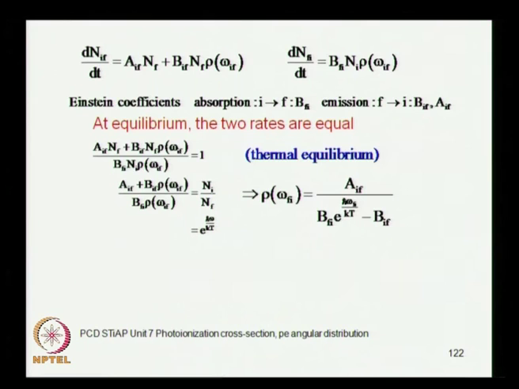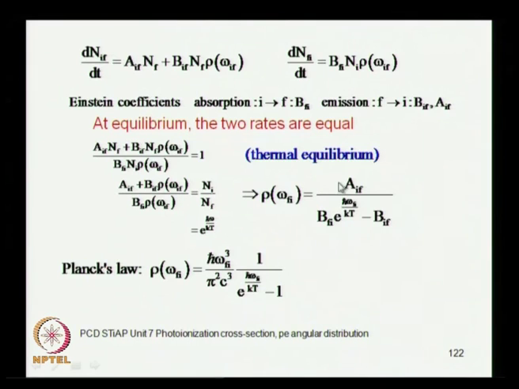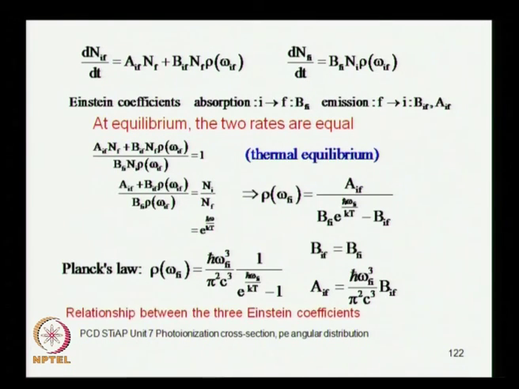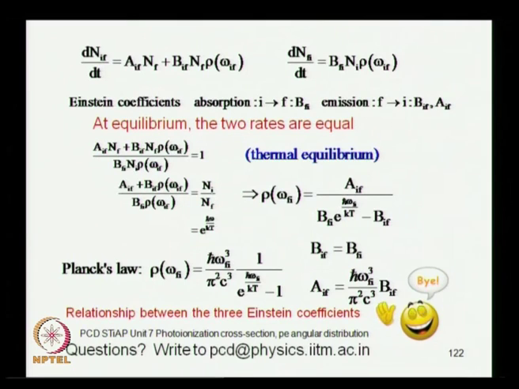What must this correspond to? It must correspond to Planck's law, and this is Planck's law. So, if you demand an equivalence between this expression and this expression, it is obvious that it will hold good if B_IF is equal to B_FI, and A_IF is equal to h cross omega cube over this factor times the B coefficient. So, this is the relationship between the three Einstein coefficients. With this I will conclude today's class. If there are any questions, I will be happy to take them. Otherwise, we will take it from here.